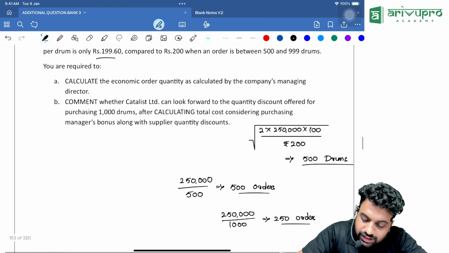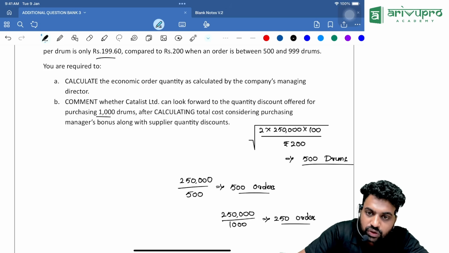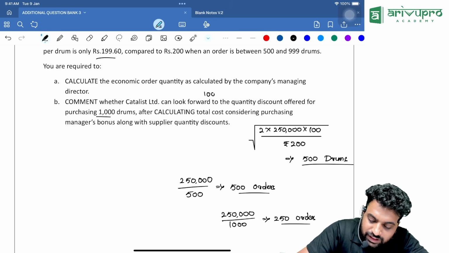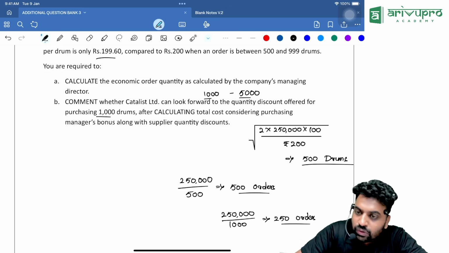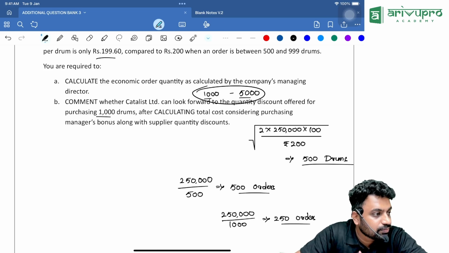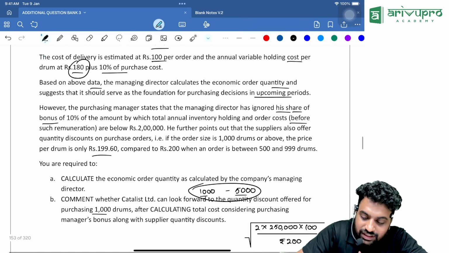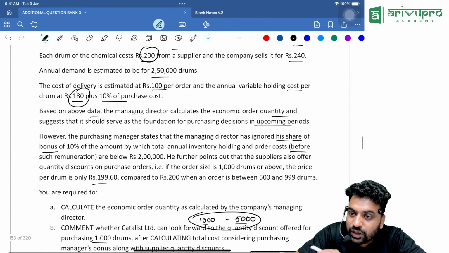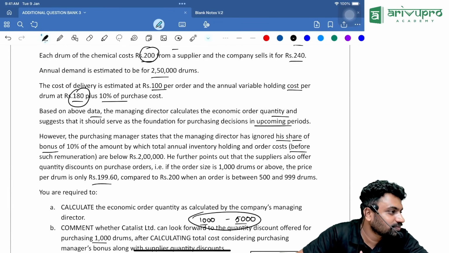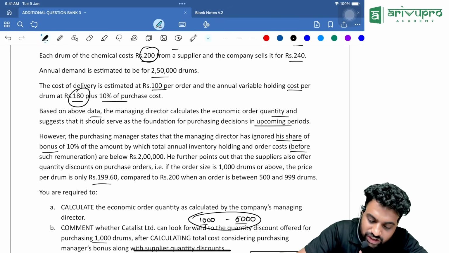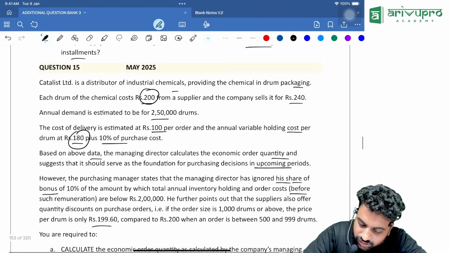Guys, in the question, listen once again. In the question, instead of 1000, if they told a range between 1000 to 5000, for decision making, what quantity would you have selected? 1000 you have to select, because try to understand, your ordering cost is just 100 rupees. Carrying cost is almost 200. Carrying cost, how much are you getting?